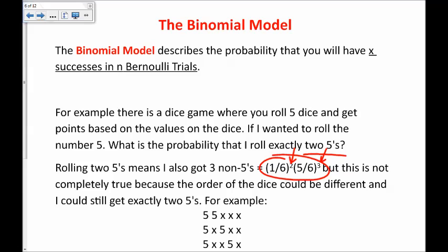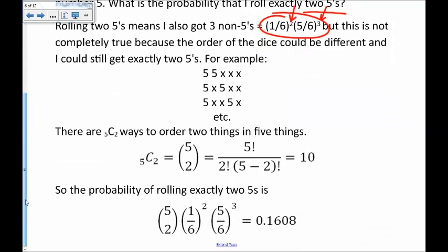Okay, but the problem is that I could order these differently. Okay, for example, my first 2 dice might be 5, and the last 3 might be different numbers, or the first and third, or first and fourth, or second and sixth. The ordering could be different for these 5 dice. Okay, so you have to take that into account. And there are 5 choose 2 ways to order these 2 things. Okay, which is computed as 5 factorial divided by 2 factorial times 5 minus 2 factorial, or 10. There are 10 ways to order 2 things within 5 things.